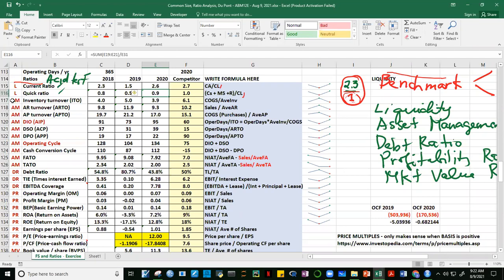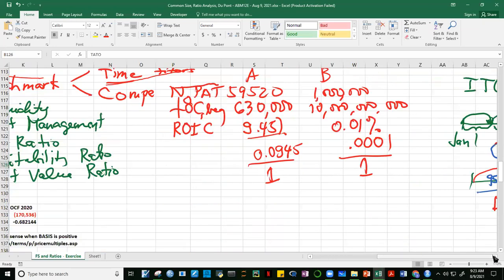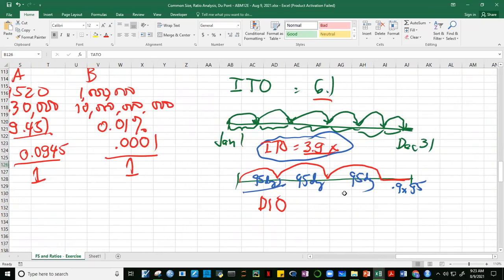And then we took a look at asset management ratio. We began looking at this, and we continue our discussion on this very important measure, which is the asset management ratio. And it includes FATO and TATO. All right, so first we said that inventory turnover tells us how many times a year a company buys raw materials and then converts it into finished product and then sells.